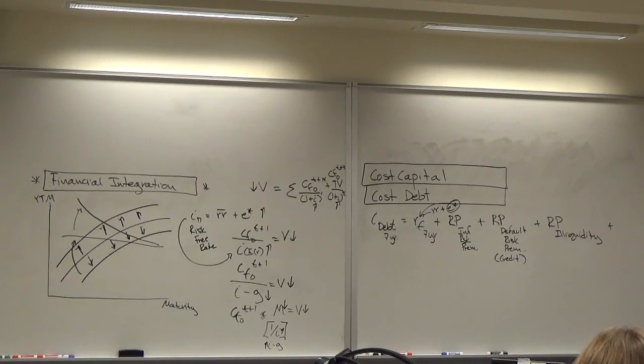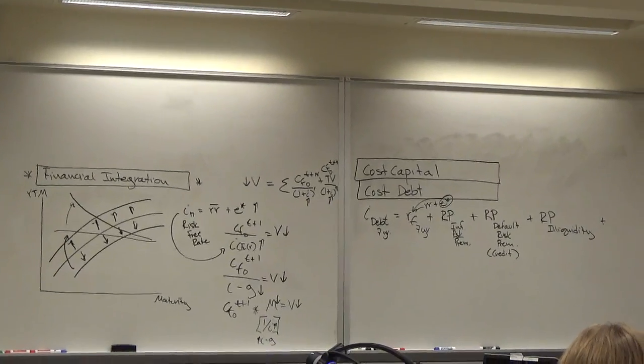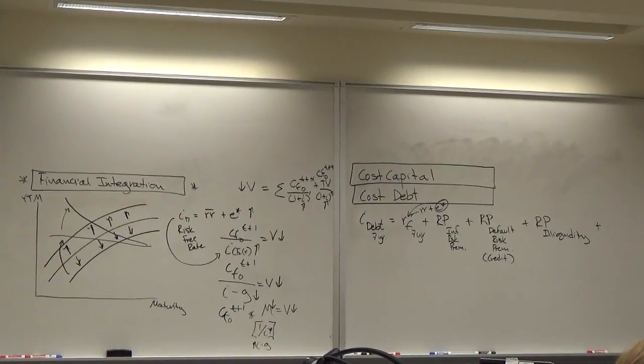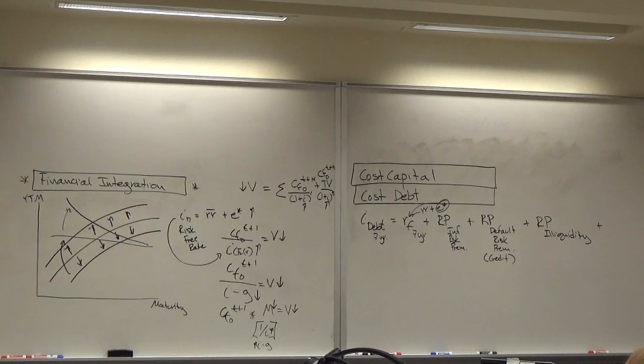If it's a 2-year bond and the coupons are paid semiannually, how many compounding periods is that? So 4. What if it's a 30-year bond? 60. Which one's most affected by movements in interest rates? Long-term bonds. 60 compounding periods compared to 4. Okay? So any movement in interest rates is going to move long-term bonds more.